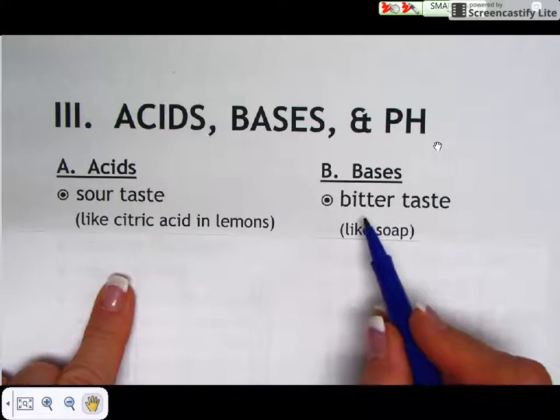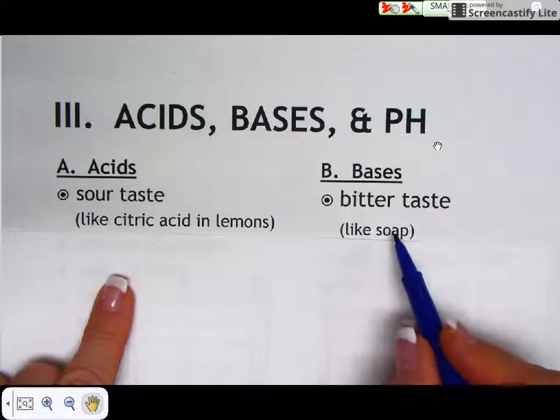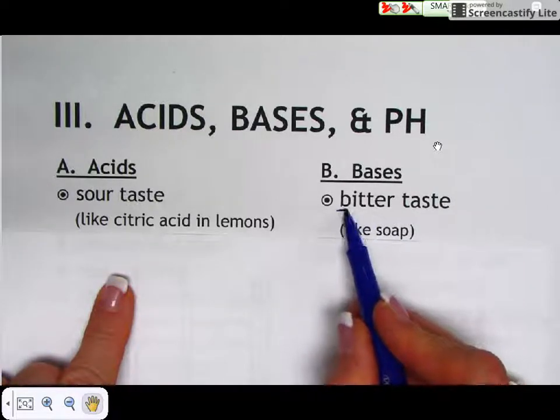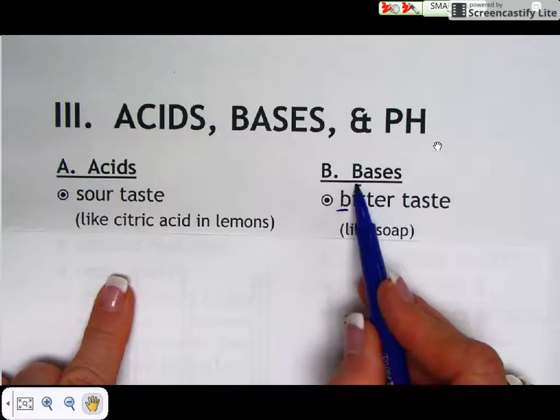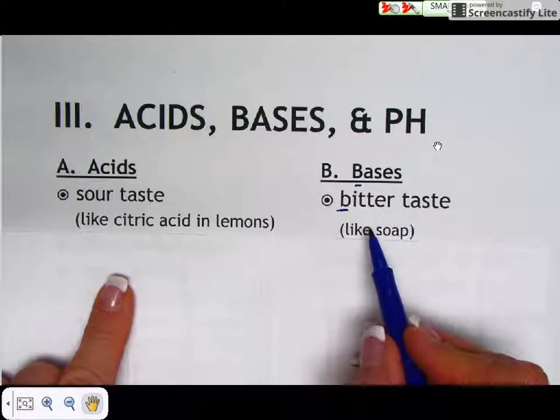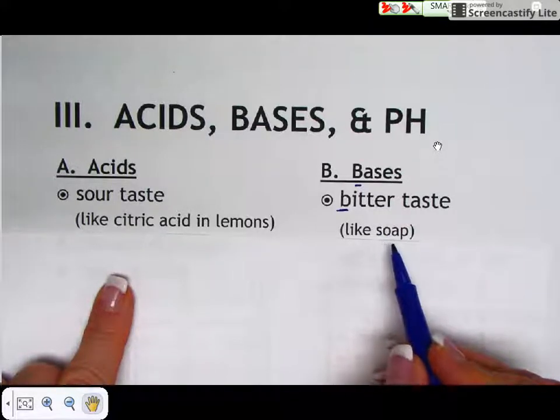Bases, on the other hand, taste very bitter. Bases would have a bad taste or a bitter taste. I remember B: bitter starts with a B, base starts with a B, bad starts with a B. Bases taste bitter, kind of like if you've ever gotten soap in your mouth.